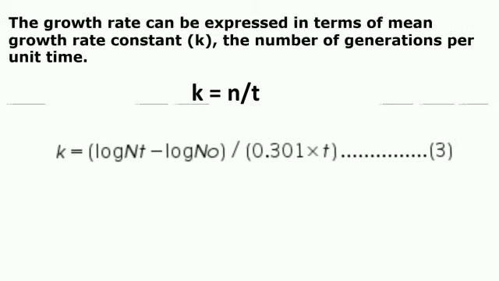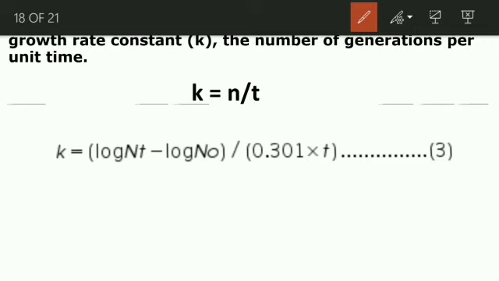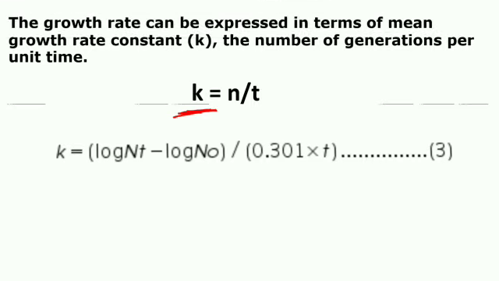And now here we are going to see another important term. The growth rate can be expressed in terms of mean growth rate. Very important. What is this one? Mean growth rate constant, that is known as K. What does the mean growth rate constant indicate? The number of generations per unit time, that is K. K is equal to n by t. n is the number of generations, t means time. The number of generations per time in a specified time is said to be the mean growth rate constant. That is going to be K.